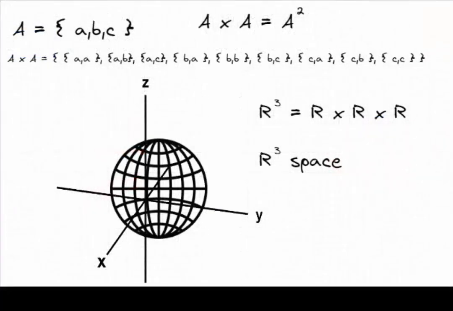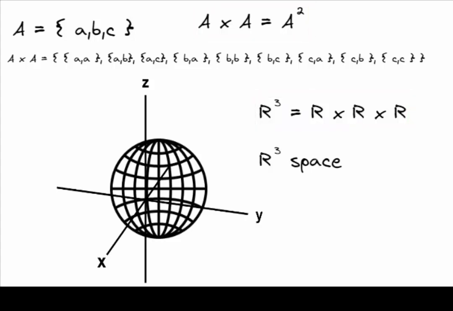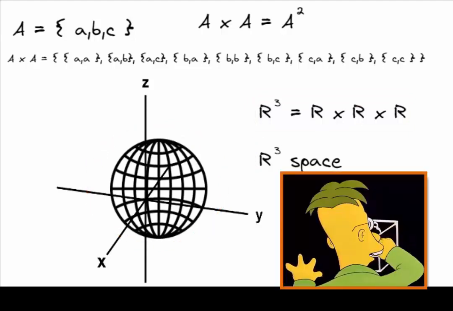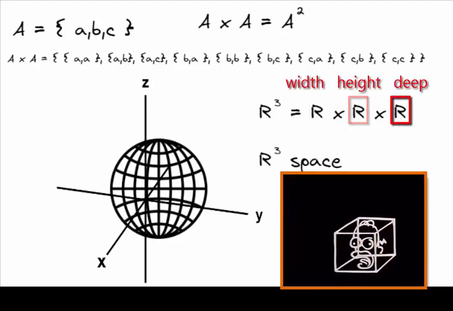Also, a relation of a set with itself can exist, for example, in the 2- or 3-dimensional plane. It is said that our universe is inside an R to the 3 space relation because any location can be expressed in function of the width, height, and depth.